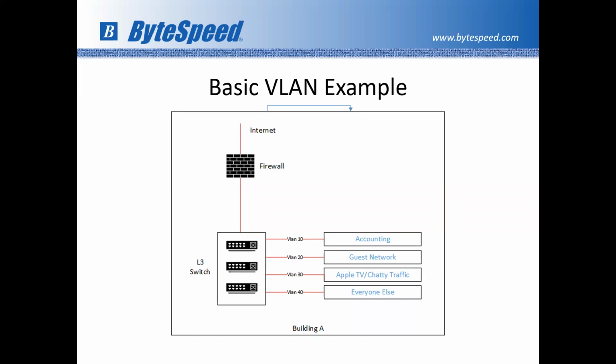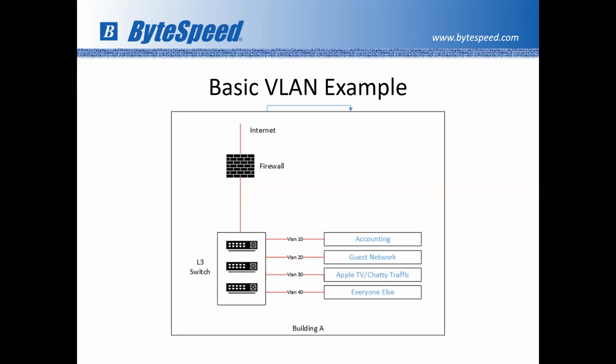VLAN 30, we have Apple TV. They're pretty chatty, broadcasty, and you could put devices on VLAN 30 to kind of isolate it. And depending on how you set it up, you can actually reduce where those broadcasts are actually going. You can rate control on VLANs with some of those ACLs and filters, and then we have everybody else.